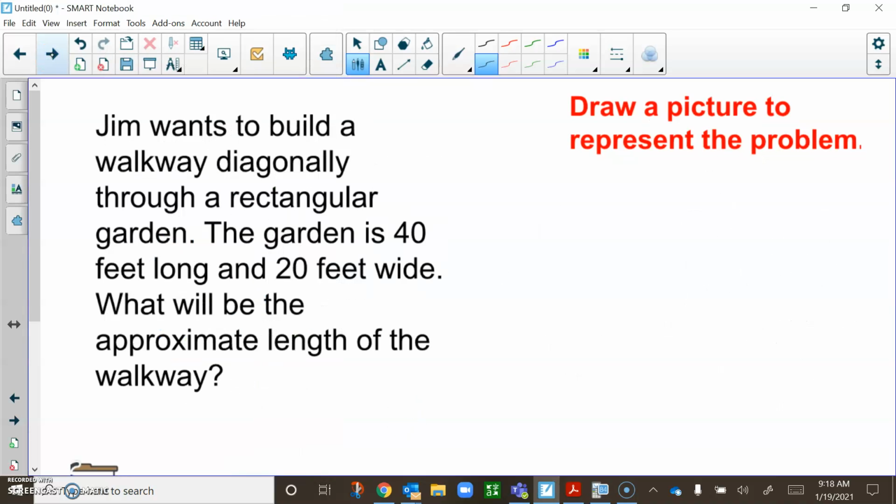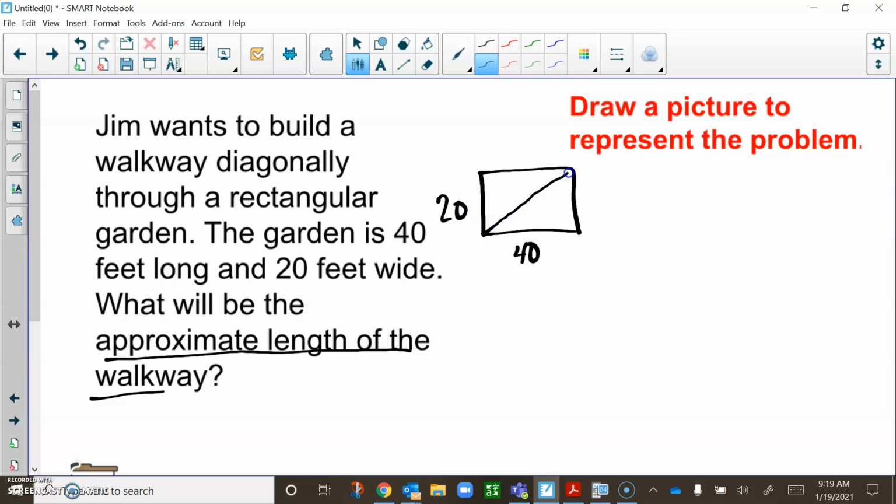Now let's take a look at our second example. It says Jim wants to build a walkway diagonally through a rectangular garden. The garden is 40 feet long and 20 feet wide. What would be the approximate length of the walkway? So we know the walkway is a diagonal. First, I'm going to draw a picture. I have a rectangular garden that is 40 feet long and 20 feet wide. The walkway is a diagonal.